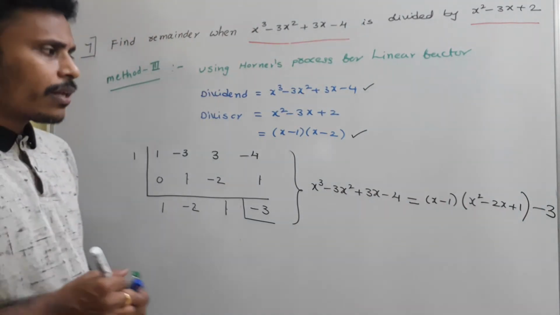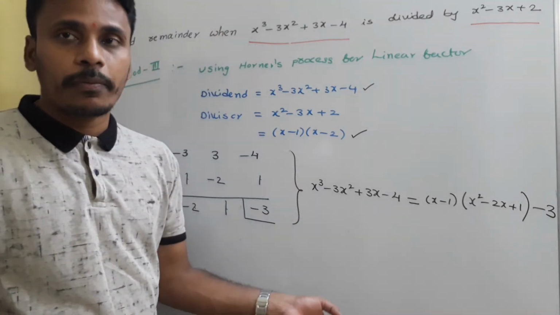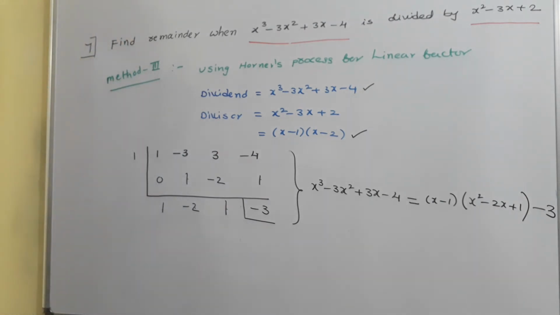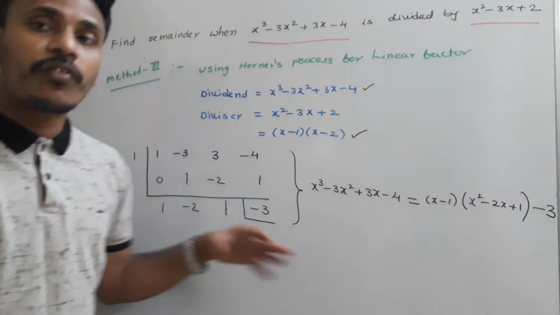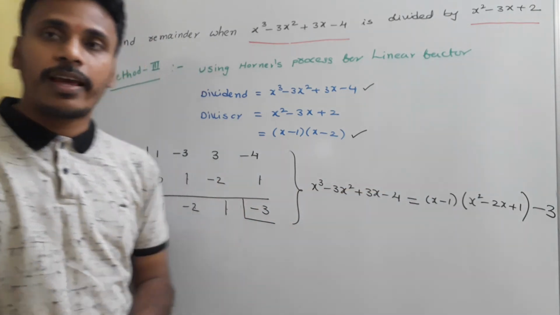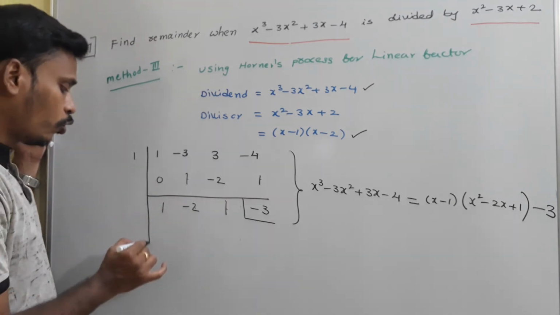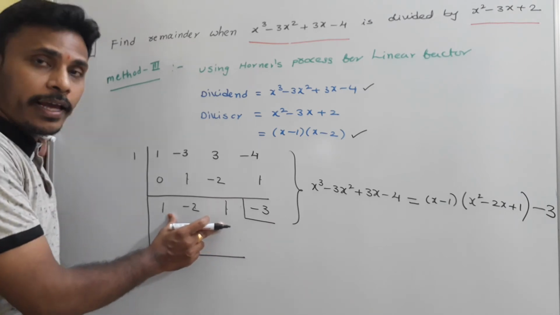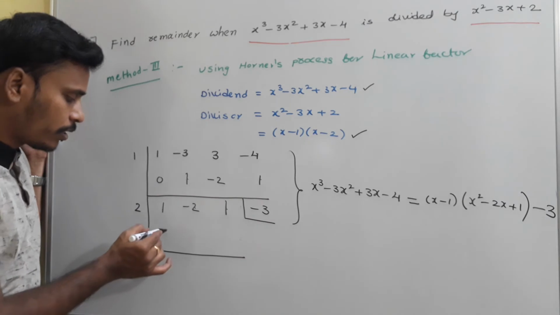Now this x square minus 2x plus 1 is simply x minus 1 whole square. We know it, okay? But since we are trying to use this Horner's process, I am moving with the same procedure. And now this time you do Horner's process for this 1, minus 2, 1 with the second linear factor x minus 2. Take 2 here, and 0.